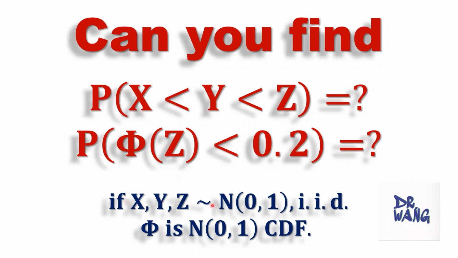X, Y, Z are normal 0, 1, IID random variables. Normal 0, 1 means normal with mean 0, standard deviation 1. IID: this I means independent, this I D means identically distributed. So, independent, identically distributed random variables. Phi is the normal 0, 1 CDF. CDF means cumulative distribution function.